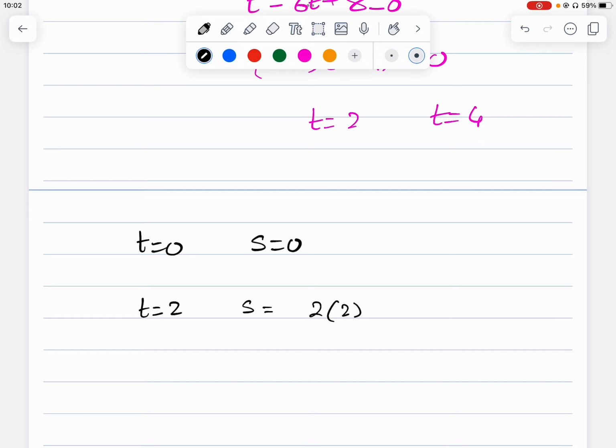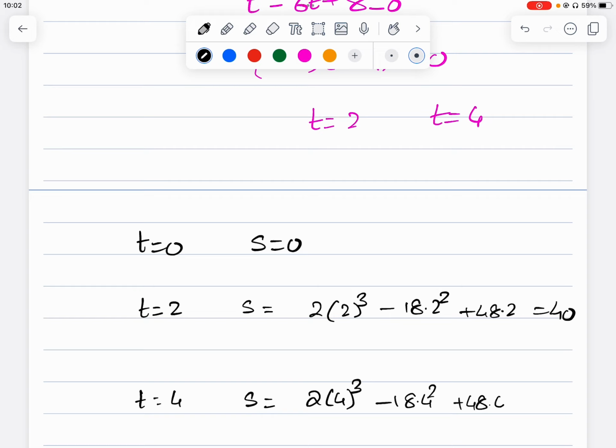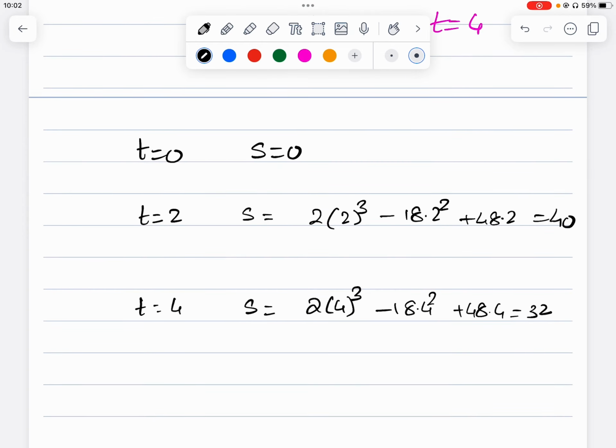So 2 times 2 cube minus 18 times 2 square plus 48 times 2, which is 40. Now again it comes to rest at 4 seconds. So find the distance traveled in 4 seconds. 2 times 4 cube minus 18 times 4 square plus 48 times 4, which is 32. Now again distance traveled in 5 seconds. So substitute 5: 2 times 5 cube minus 18 times 5 square plus 48 times 5, which is 40.